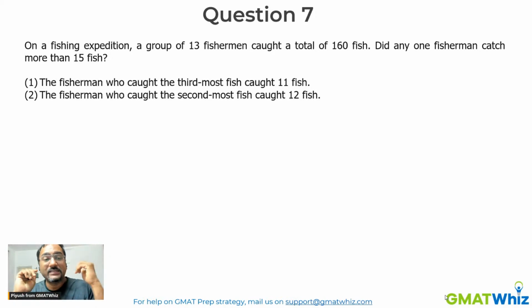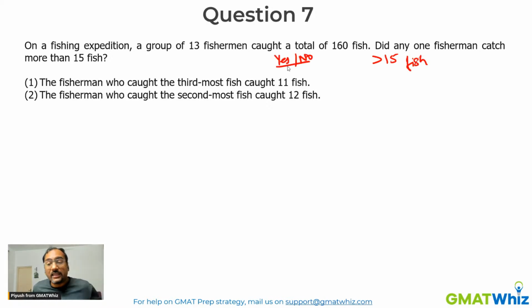So let's go with this in a systematic fashion. Now, when I read this question, on a fishing expedition, a group of 13 fishermen caught a total of 160 fish. Did any one fisherman catch more than 15 fish? So what you need to understand is that the question is a yes-no type question.